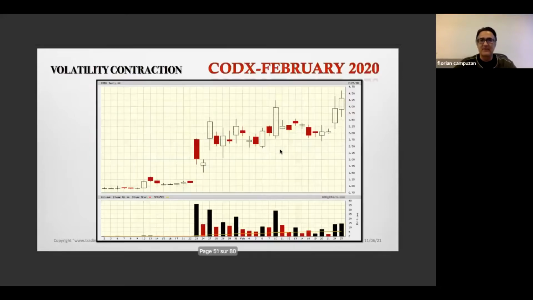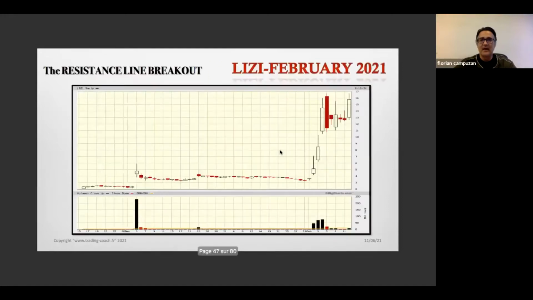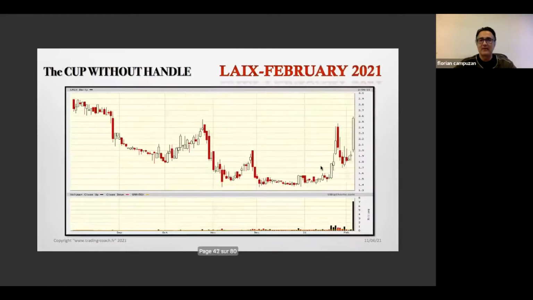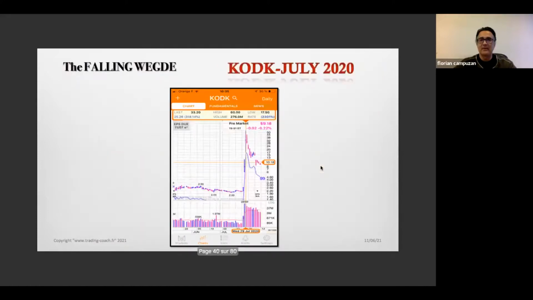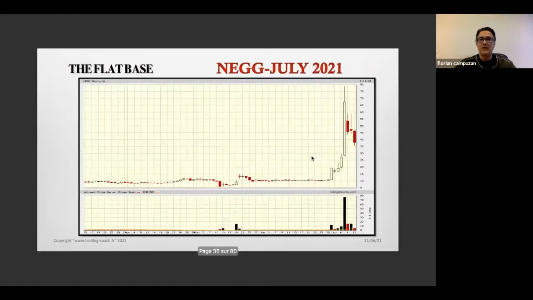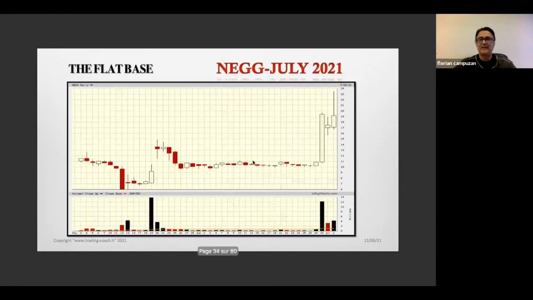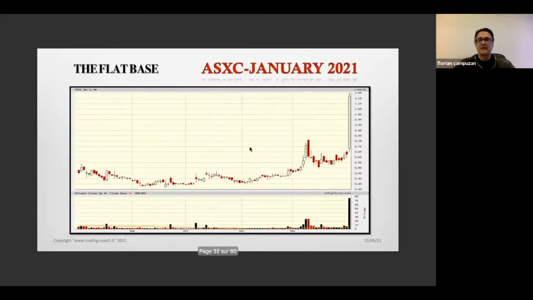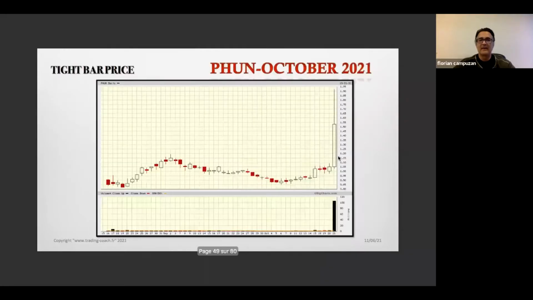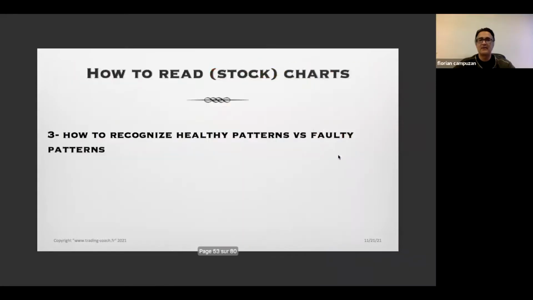So look at those patterns. They are, I would say, harmonious. Look at this one. Look at this falling wedge. Look at this flat base with a volatility compression pattern. Even here, and look at this one again.